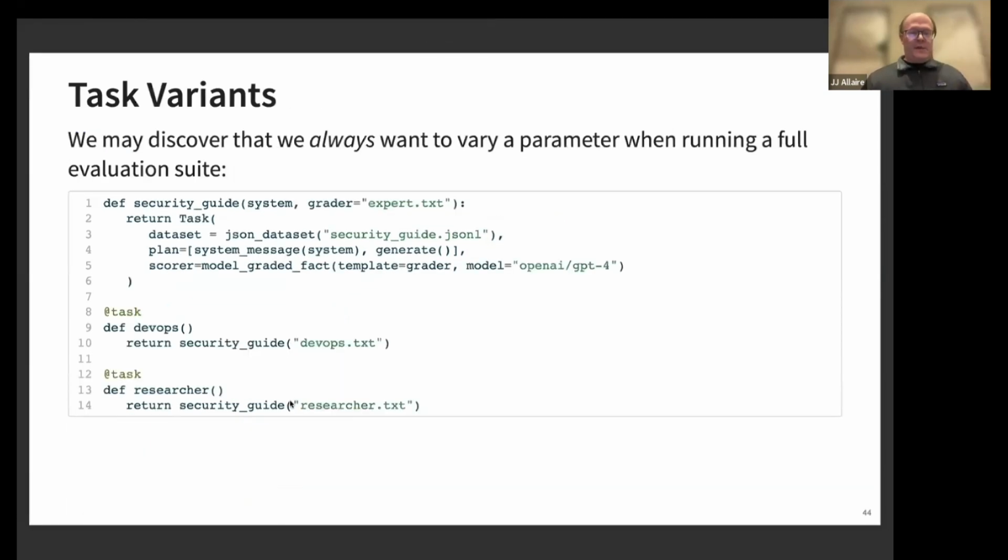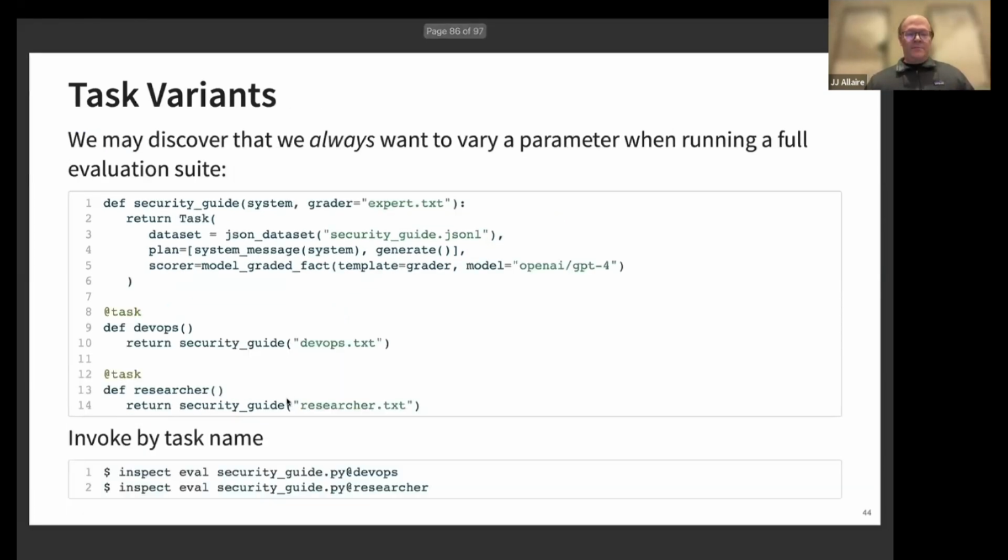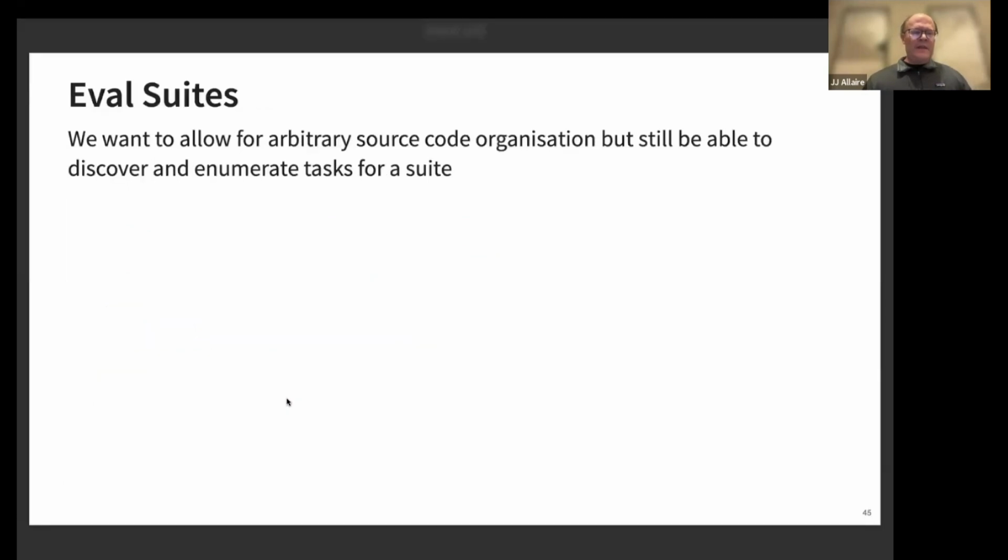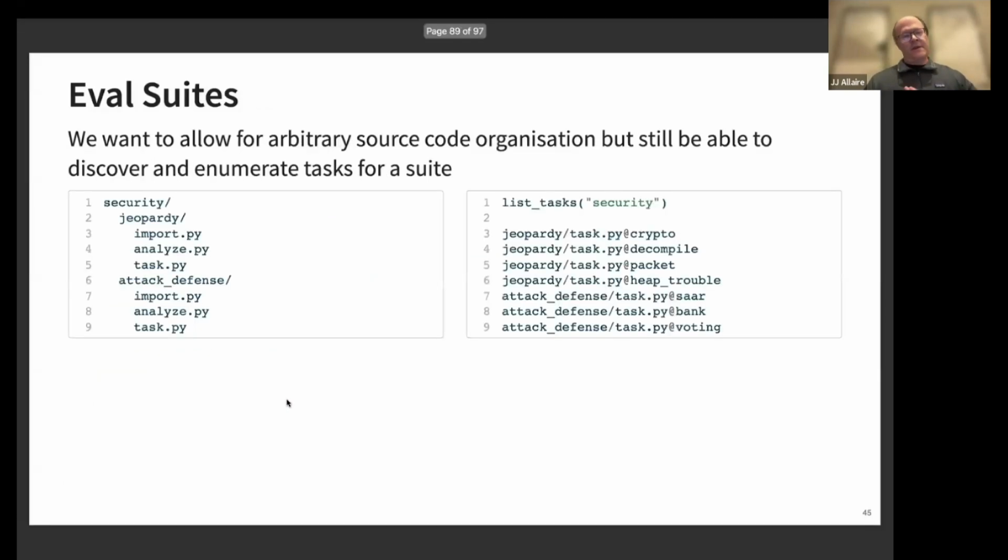Okay, task variant. This is getting down in the weeds. We're not going to get into that. And then eval suites. Again, I'm not going to get into all this, but the idea is you should be able to have dozens of evals arranged in directories however you want, and we can find them and run them.